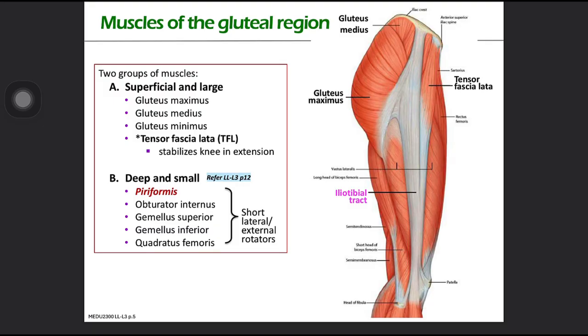In another compartment? Yes, because I introduced this muscle by name only in the anterior compartment of the thigh, which is in L2, right? But this muscle is actually innervated by the superior gluteal nerve, but location-wise, it is in the anterior compartment. So kind of an embarrassing situation. All these 4 together, we call the superficial and large group.